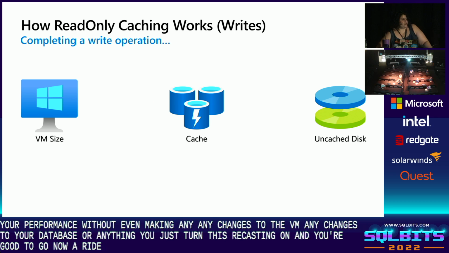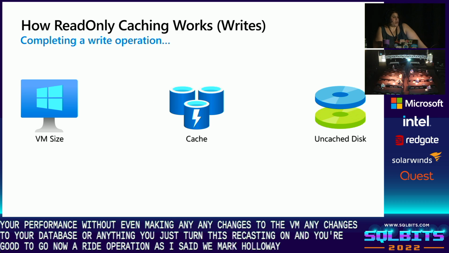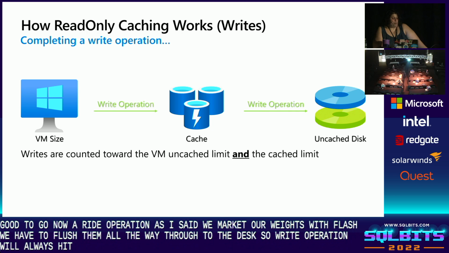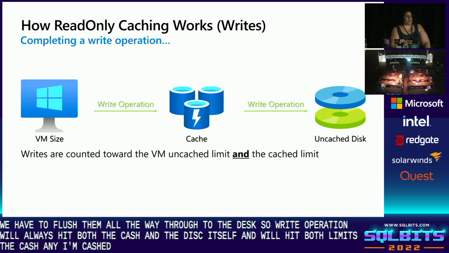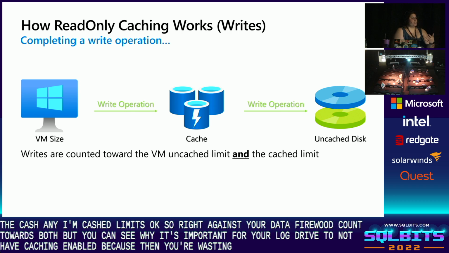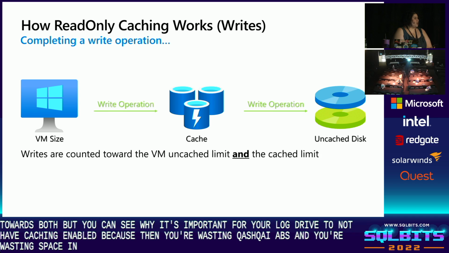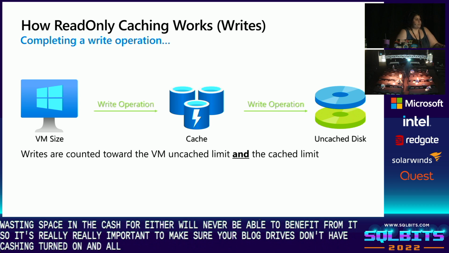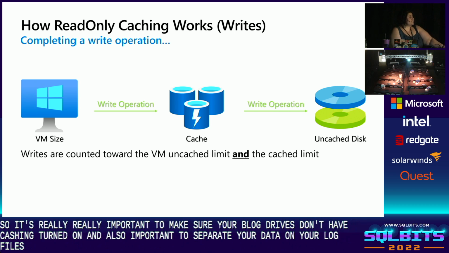Now, a write operation, as I said, we mark all our writes with flush. We have to flush them all the way through to the disk. So a write operation will always hit both the cache and the disk itself, and will hit both limits, the cached and the uncached limits, okay? So a write against your data file will count towards both. But you can see why it's important for your log drive to not have caching enabled, because then you're wasting cached IOPS and you're wasting space in the cache for I/O that will never be able to benefit from it. So it's really, really important to make sure your log drives don't have caching turned on, and also important to separate your data and your log files so that you can set the caching appropriately.